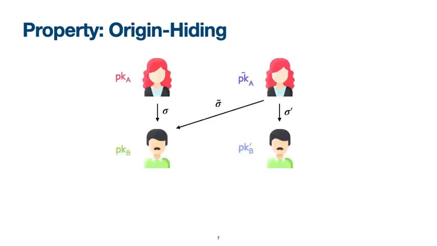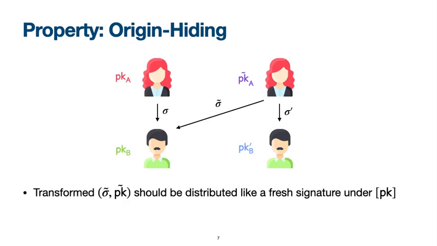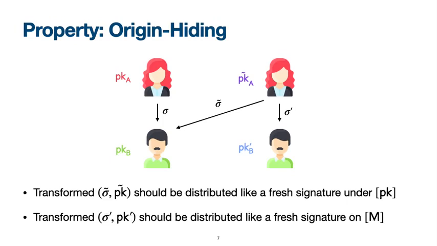Now, another important property for our application is origin hiding. I mentioned that when Bob is issuing a credential to Carol, he needs to randomize his credential chain. So this occurs in two steps. First of all, he can randomize Alice's public key without knowing her secret key and update the signature to this sigma tilde. But we need that the transformed value should be distributed like a fresh signature under that equivalence class. Now, when Bob updates his public key to an equivalent but unlinkable PK prime, the transformed sigma prime should also be distributed like a fresh signature on that equivalence class.